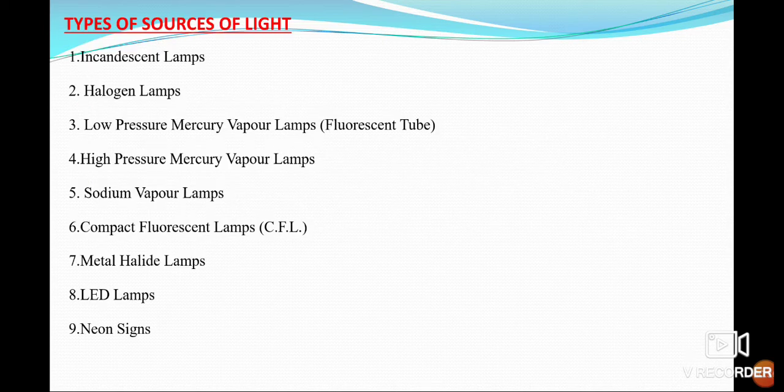Types of sources of light. First one is the incandescent lamps, halogen lamps, low pressure mercury vapor lamps, high pressure mercury vapor lamps, sodium vapor lamps, compact fluorescent lamps, metal halide lamps, LED lamps and neon signs.